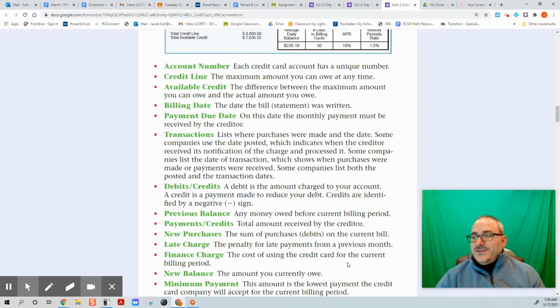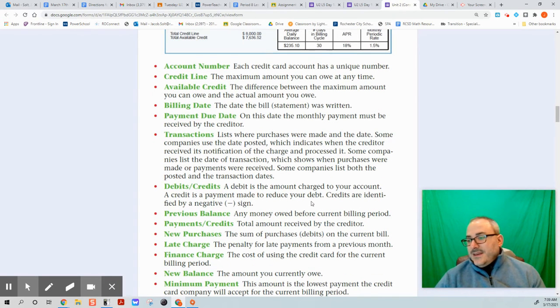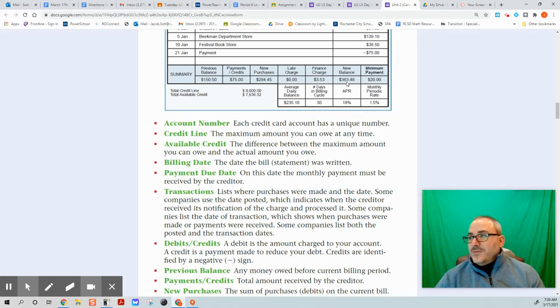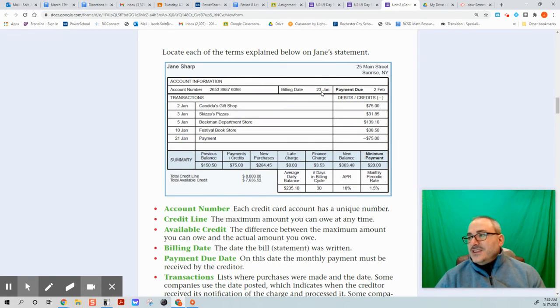Finance charge, the cost of using the credit card for the current billing period, right? You know how to calculate finance charges by now. You know how that works. The new balance is the amount you currently owe. So the new balance is the amount you currently owe as of this statement, right? As of the statement billing date of January 23rd.